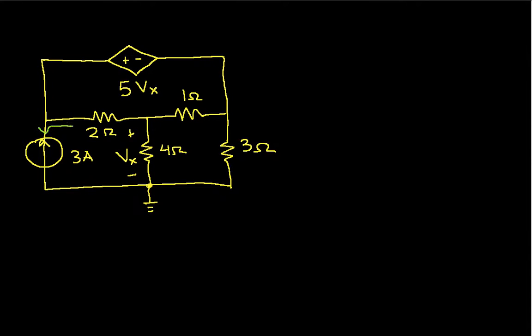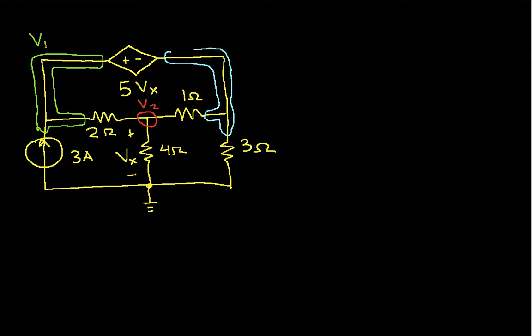So we have a node here. We'll label this node voltage V1. We have a node here. We'll label this V2. And we have a third node here. And we'll label it V3.